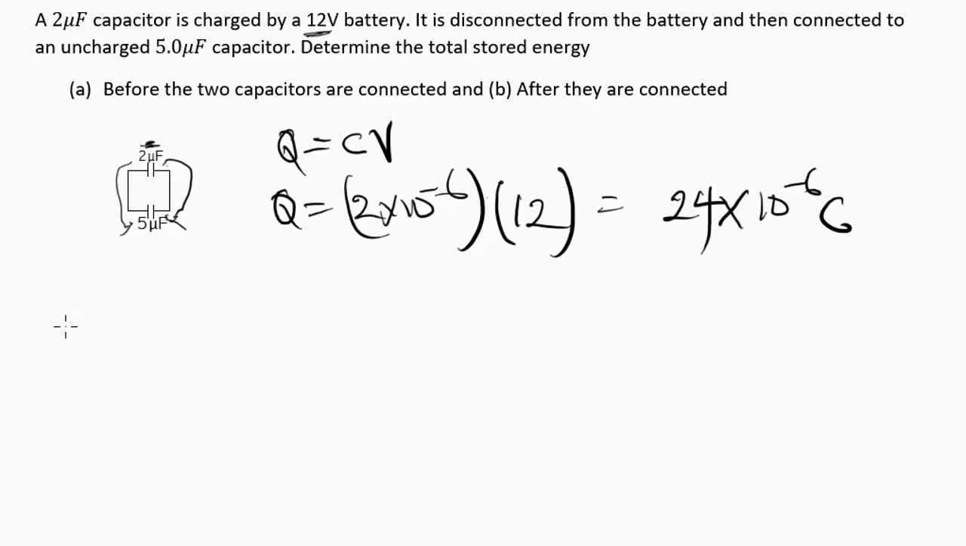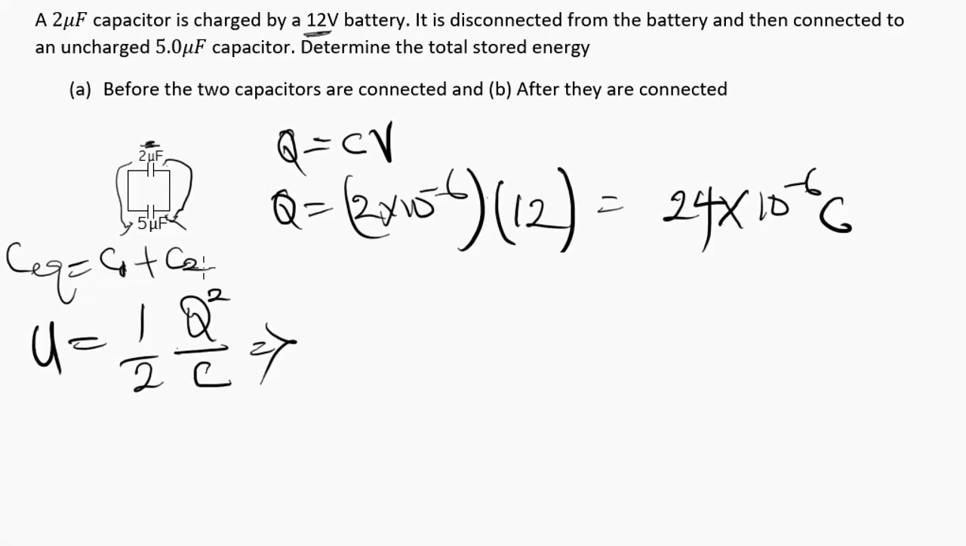So now we've realized the charge that this capacitor was able to accumulate. We can now go ahead and solve for the energy. So the energy here that will be stored in a combination of these will now be half Q squared over C. Okay, so here C1 plus C2, C1 is 2 plus C2 is 5, that's 7 microfarads.